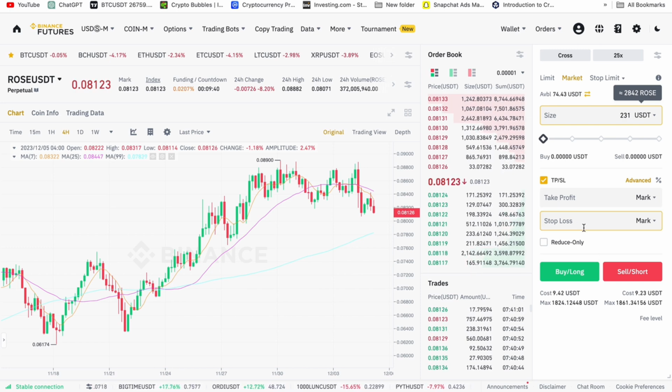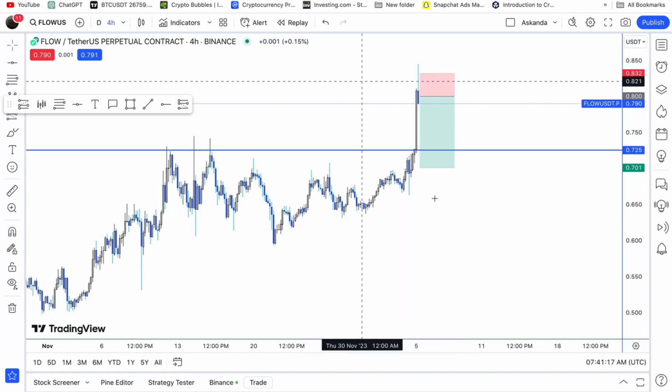So you can see after we have just entered the 231, the cost is 9.2. That's the margin. The margin is 9.2. So this is how you trade futures and calculate position sizing using this particular one.